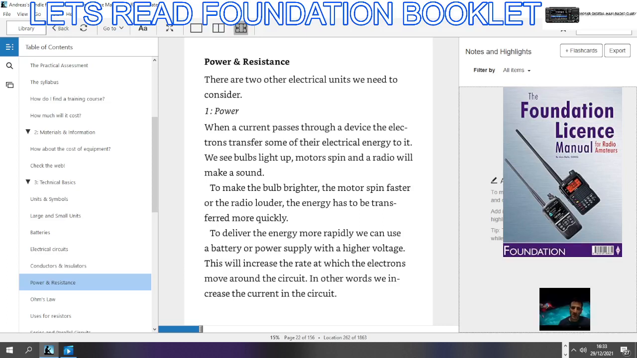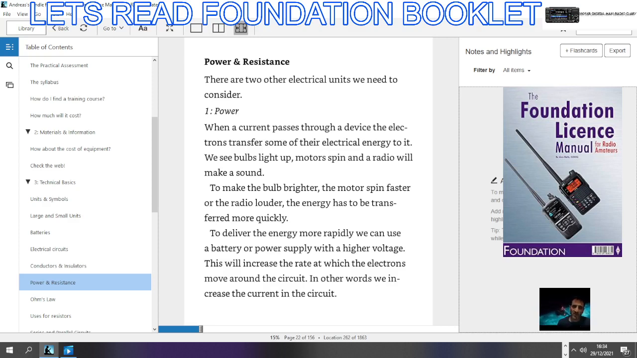Power and resistance, there are two other electrical units we need to consider. One is power. When a current passes through a device, the electrons transfer some of their electrical energy to it. We see bulbs light up, motors spin, and a radio will make a sound. To make the bulb brighter, the motor spin faster or the radio louder, the energy has to be transferred more quickly.